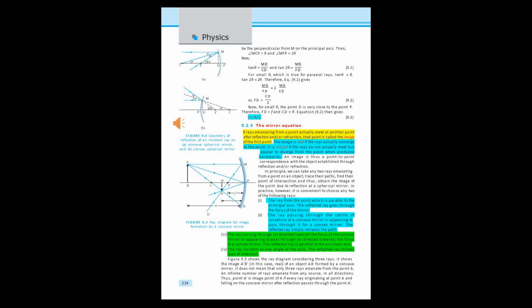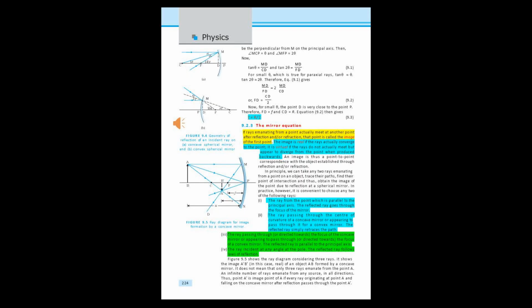The ray passing through or directed towards the focus of the concave mirror, or appearing to pass through or directed towards the focus of the convex mirror: the reflected ray is parallel to the principal axis. The ray incident at any angle at the pole: the reflected ray follows the laws of reflection. Figure 9.5 shows the ray diagram considering three rays.